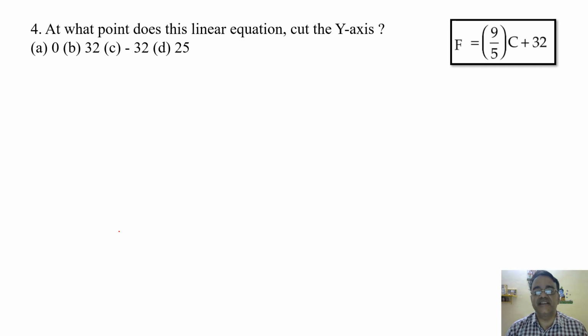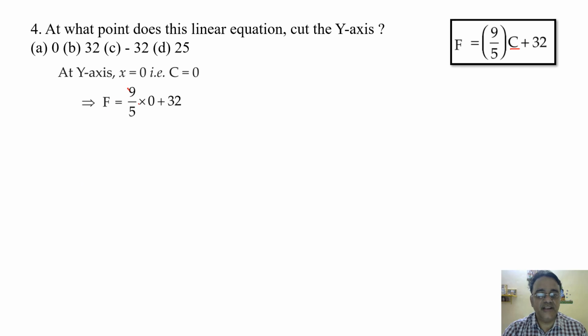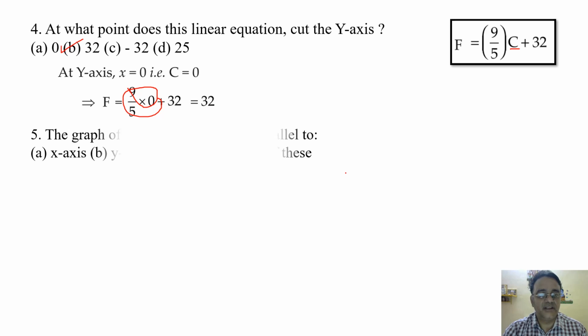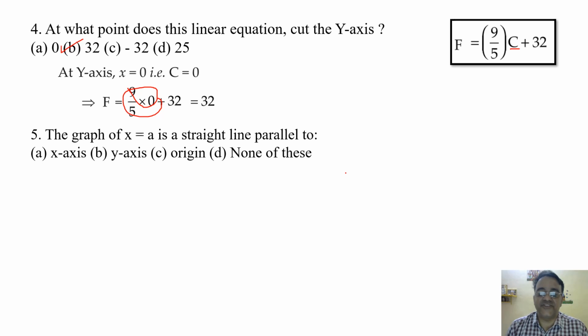So now we are moving toward the next question. At what point does this linear equation cut the y-axis? So on the y-axis, the x coordinate is 0, and we have taken C as x, so in place of C we will substitute 0, right? So when we substitute 0, the whole term becomes 0, so only 32 remains, and that is the correct answer. So the correct option is B. Now the next question: the graph of x equals a is a straight line parallel to which axis? If x is constant, then it is parallel to the y-axis, right? So the correct answer is B. If y is constant, then that is parallel to the x-axis, right?